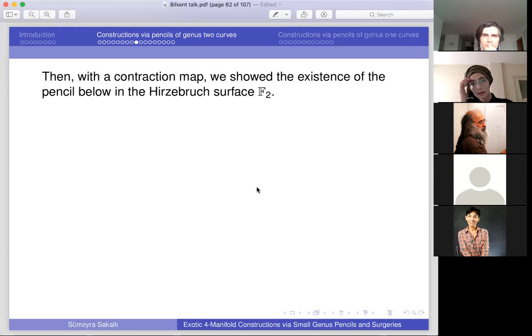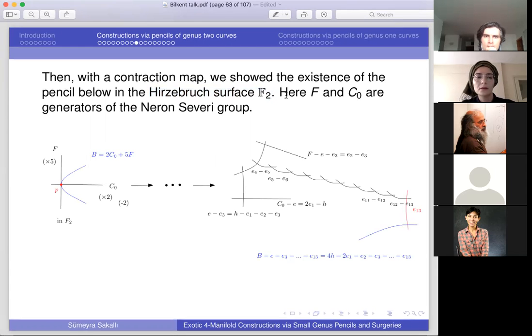So I wrote it here. We showed the existence of the pencil. It lies in the second Hirzebruch surface F2. So in my picture, I'm in this first figure. It is my pencil of genus 2 curves, and it lies inside the second Hirzebruch surface. Here F denotes the fiber class. It is a sphere fiber. And C0 denotes the class of the -2 section of my Hirzebruch surface.